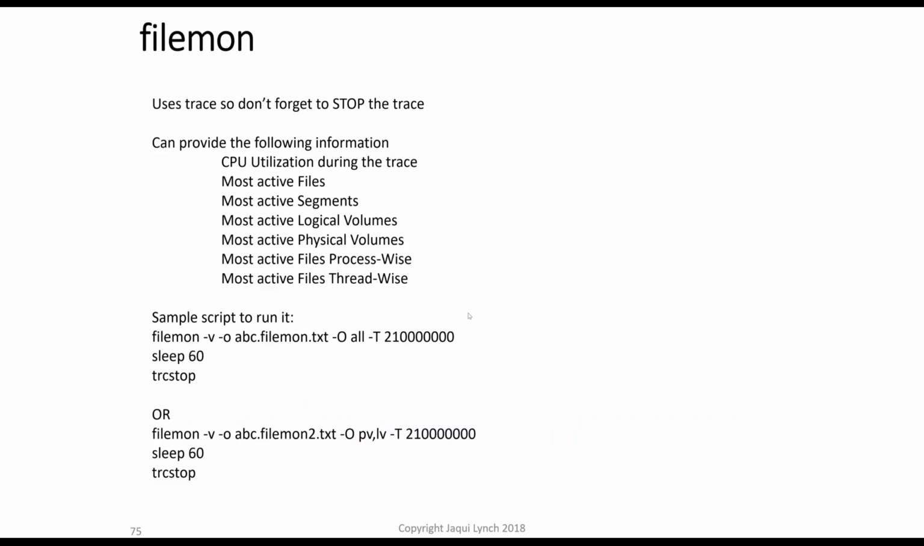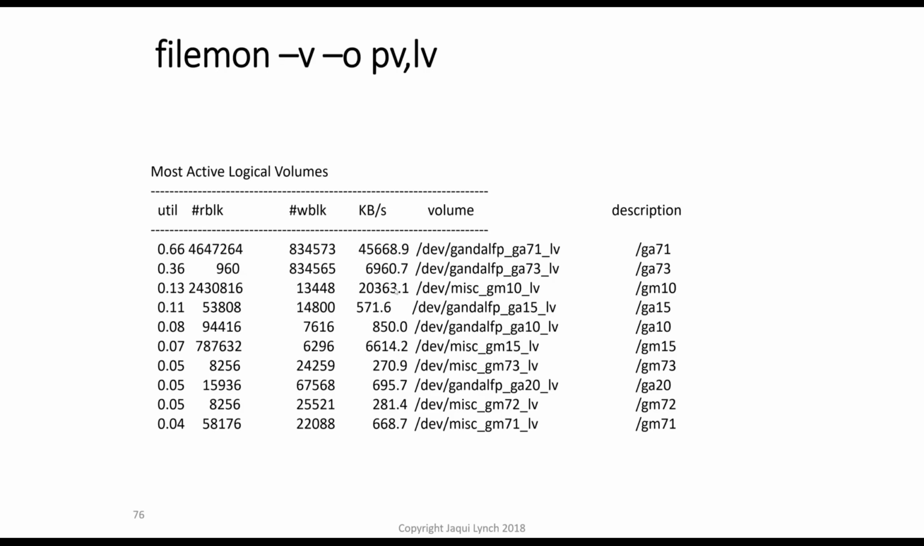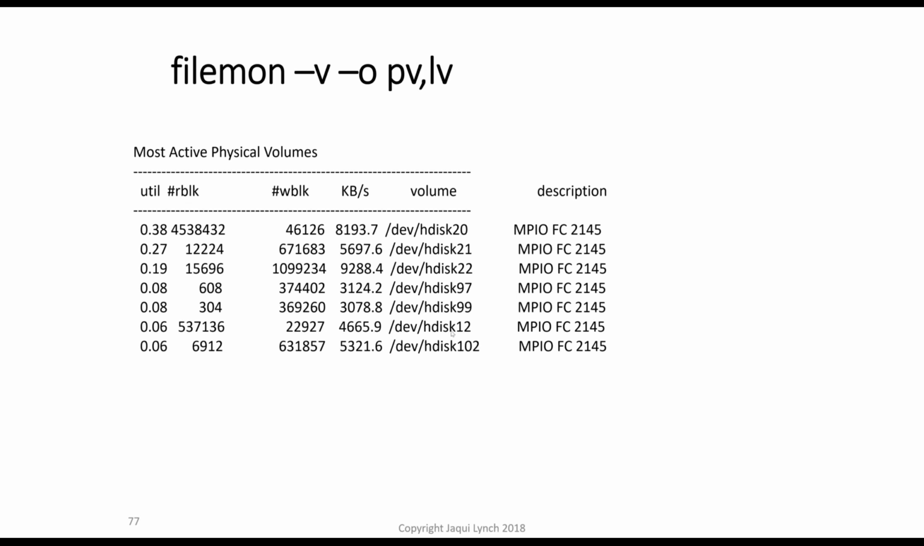I'm going to skip over these, but FileMon is a way that you can actually run traces on your files. It does use trace, so you will get a performance hit. But the sort of thing it will look at is what's busiest used physical volumes and logical volumes. So here's the most active logical volumes. Here's my most active physical volumes. And you may use this to determine whether you need to rebalance workloads.